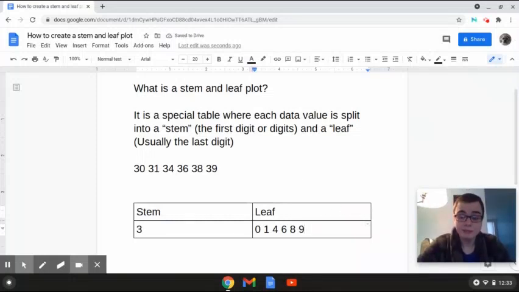So in a second, we will be doing an IXL, which will combine what we just did into a stem and leaf plot, and we'll be putting our reading skills to the test. So let's try a few stem and leaf problems together.